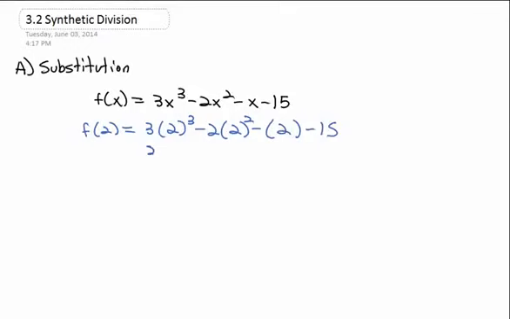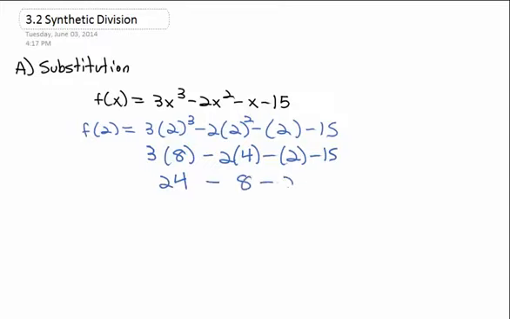So then exponents first, we would do 2 cubed, which is 8, minus 2 times 2 squared, which is 4, minus 2 minus 15. 3 times 8 is 24, minus 8 minus 2 minus 15. And then just going across, 24 minus 8 is 16, minus 2 is 14, minus 15 is negative 1. And that's not too bad to do, but I want to show you kind of a neat little trick that we can do to make this substitution easier.